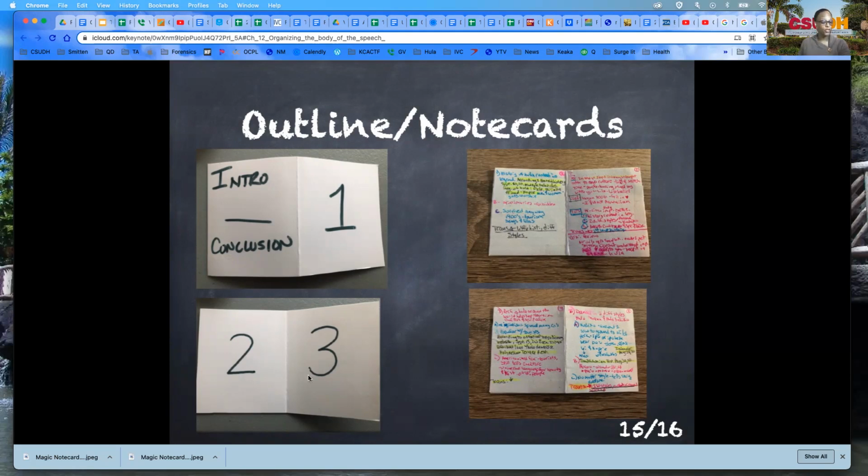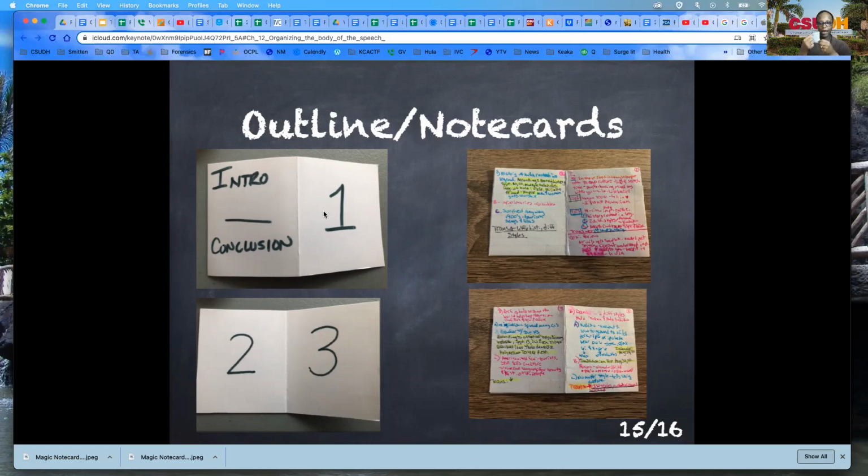What you are looking at when you get your magic note card, your 3x5 index card: fold it in half so you have a little book. Look, I have a little book. Now that I have a little book, I'm going to take my first quadrant here and draw a line across it here.